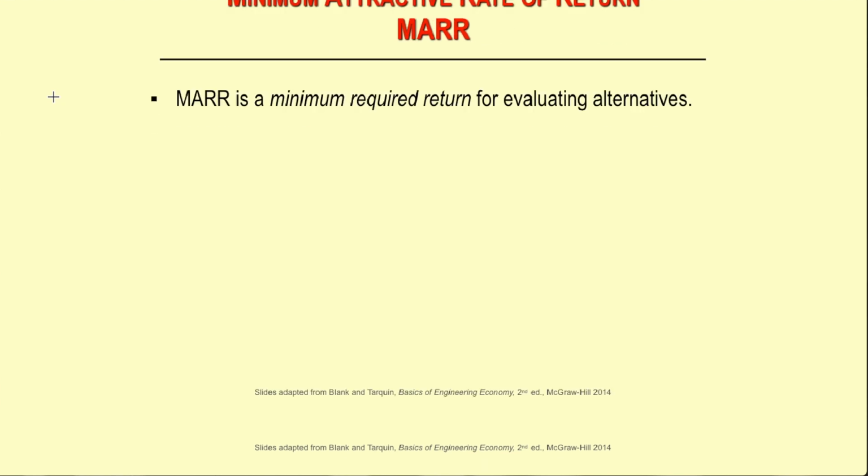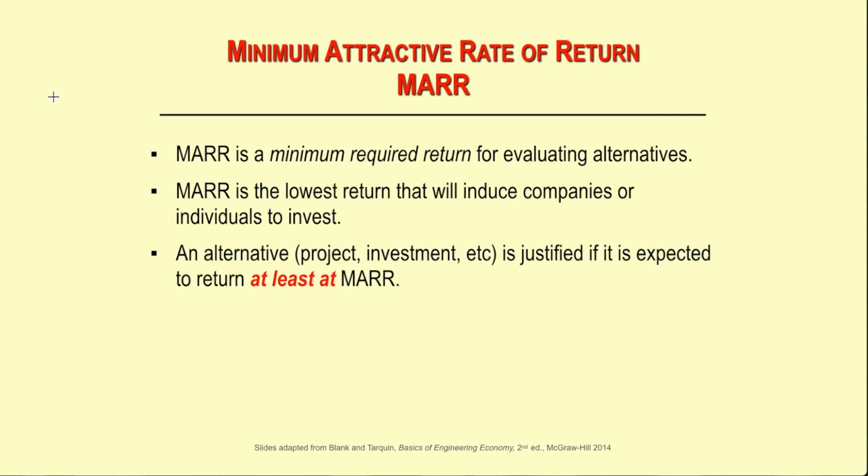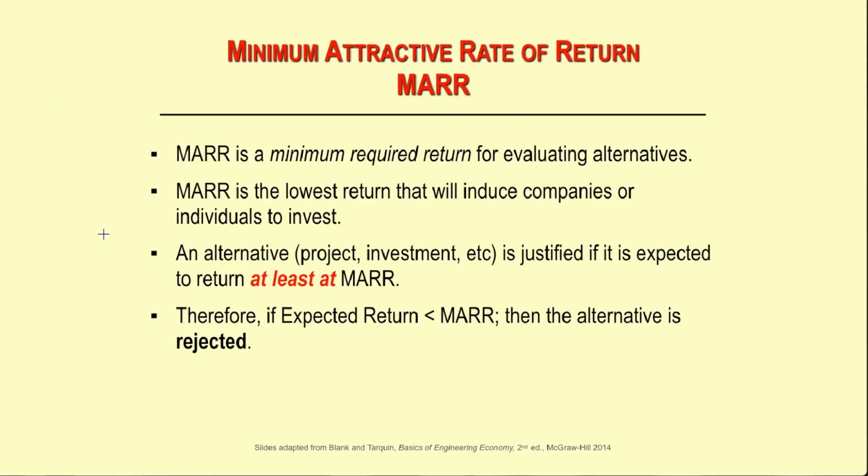So, in other words, MARR is the lowest rate of return that companies or individuals are willing to accept when investing. When an alternative such as a project or an investment proposal offers a rate of return that is higher than MARR, then that alternative is economically justified. But if the alternative offers a rate of return that is less than MARR, then that alternative is rejected.